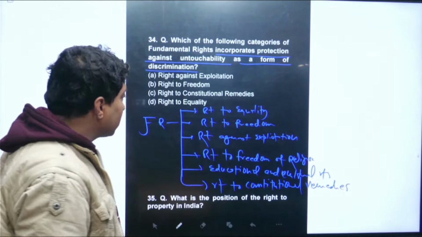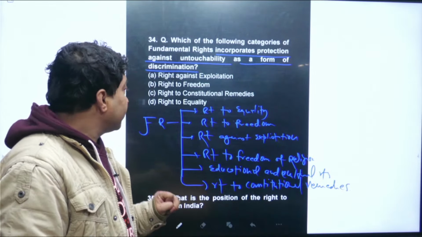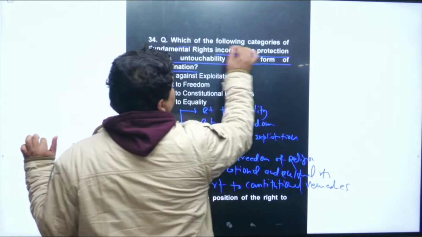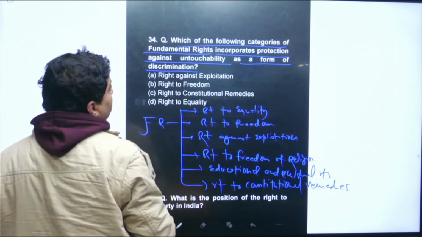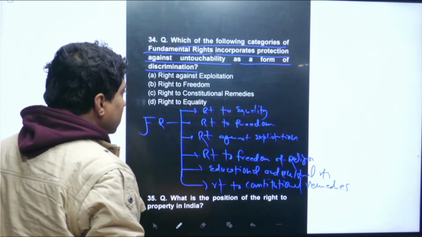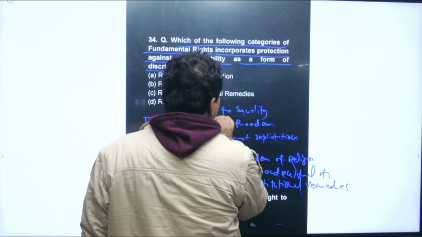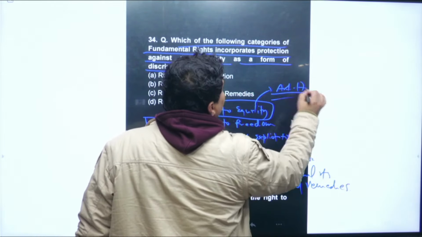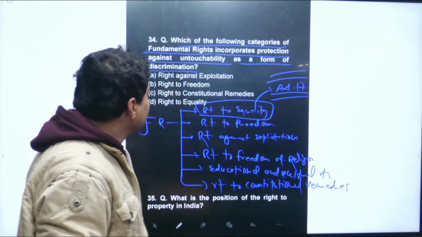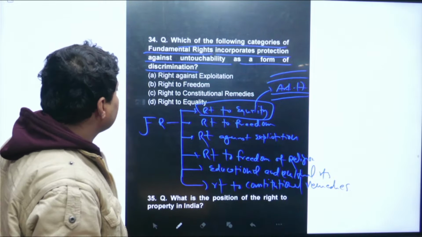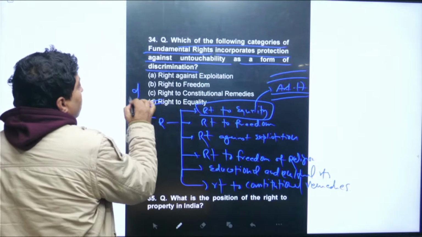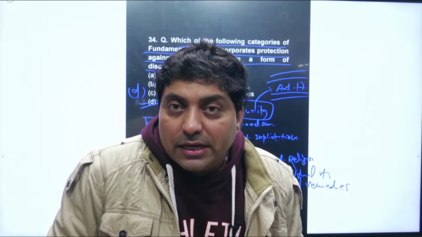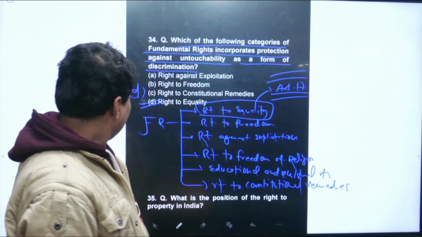Now look at the question: which of the following categories of fundamental rights incorporate protection against untouchability? Now look at where is the protection against untouchability. You know that right to equality, Article 17, abolishes untouchability. So you have to choose options accordingly, and option D would be the correct option.